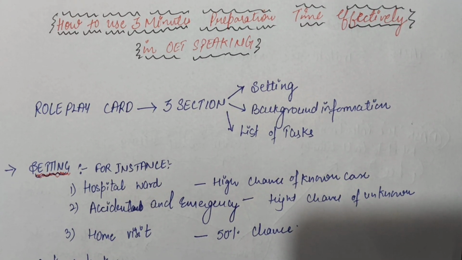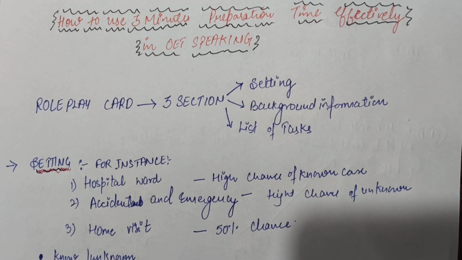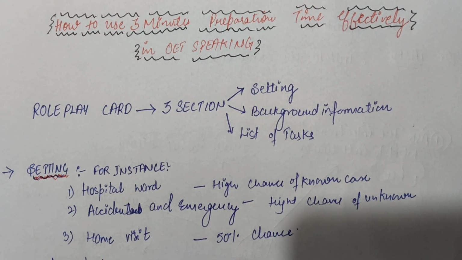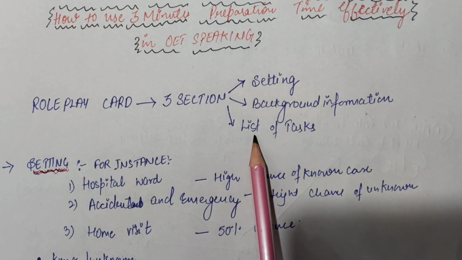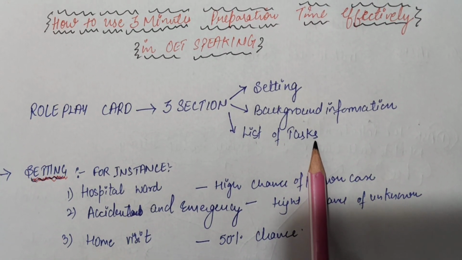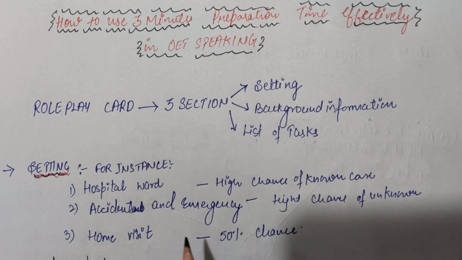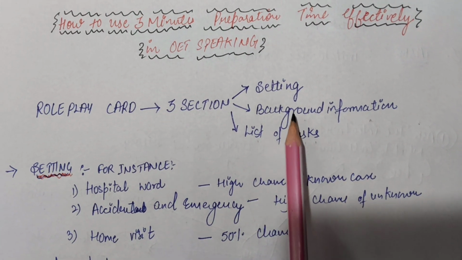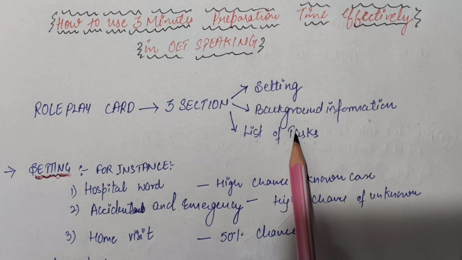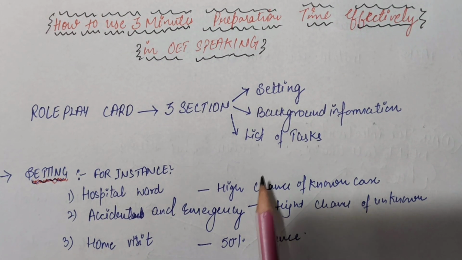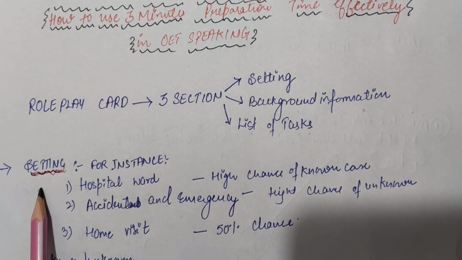The role play card has three sections. The first is the setting, the second is background information, and the third is the list of tasks. Do not go straight to the task, because all these sections are important for OET speaking. First, I will tell you about the setting.